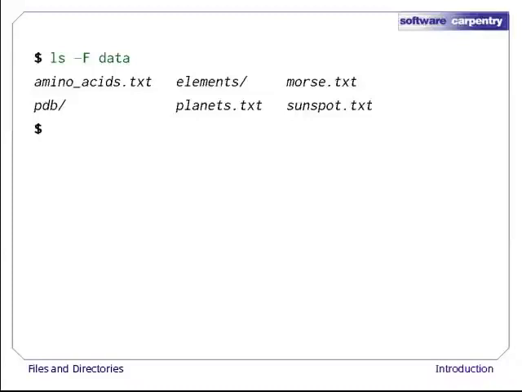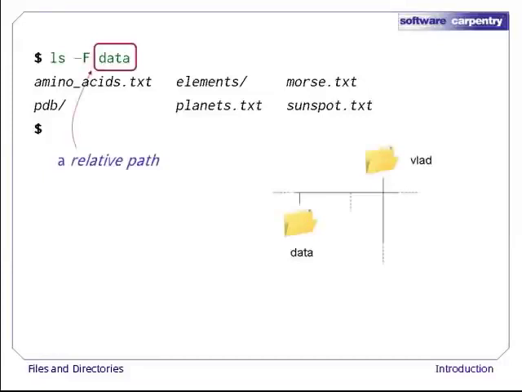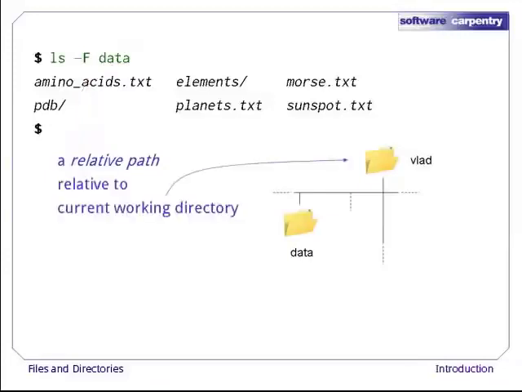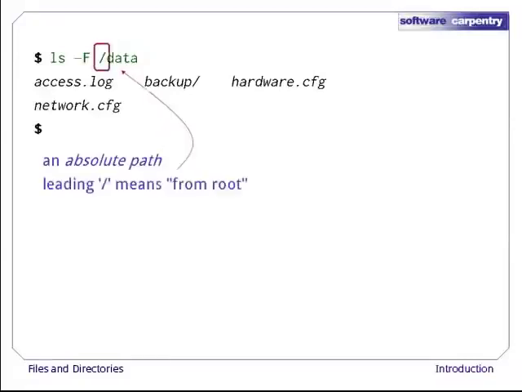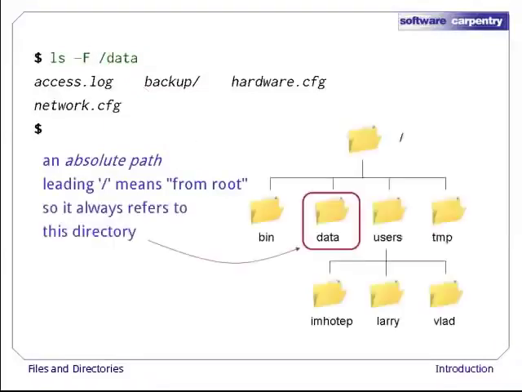This hierarchical organization helps us keep our work organized. Notice while we're here how we spelled the directory name data. Since it doesn't begin with a slash, it's a relative path, i.e. it's interpreted relative to the current working directory. If we run ls -F /data, we get a different answer because /data is an absolute path. The leading slash tells the computer to follow the path from the root of the file system, so it always refers to exactly one directory, no matter where we are when we run the command.